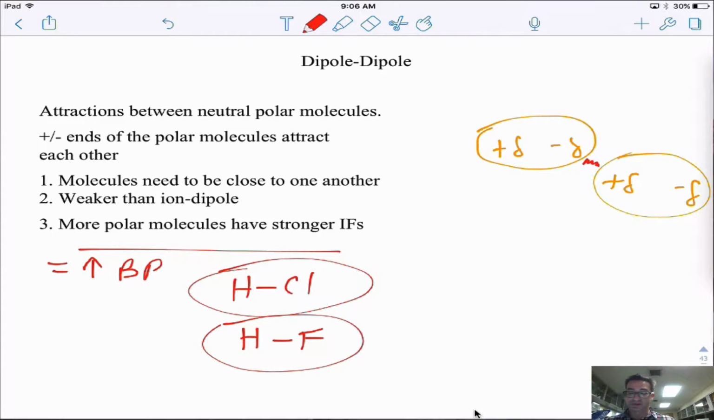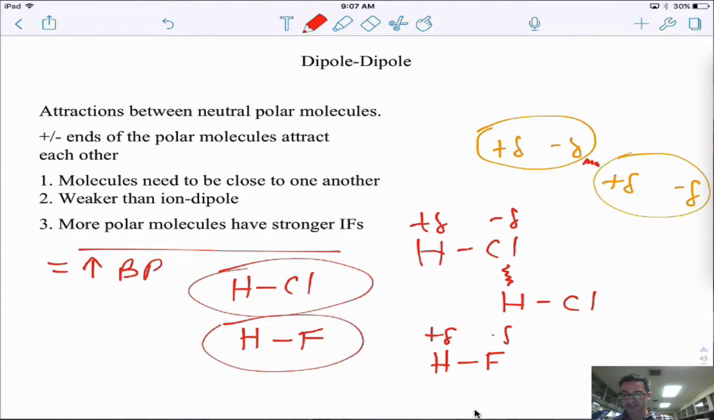Now, regardless of if I draw HCl or HF, the idea behind their interaction is the same. If I were to have an HCl here with its positive and its negative poles, I could have another HCl over here, and I would have an intermolecular force that would form between them. Well, HF is going to look the same way with HF. Here's my HF with my positive and my negative. Well, here's another HF coming close to it, and you'll form that intermolecular force between it. The concept of intermolecular forces is the same.